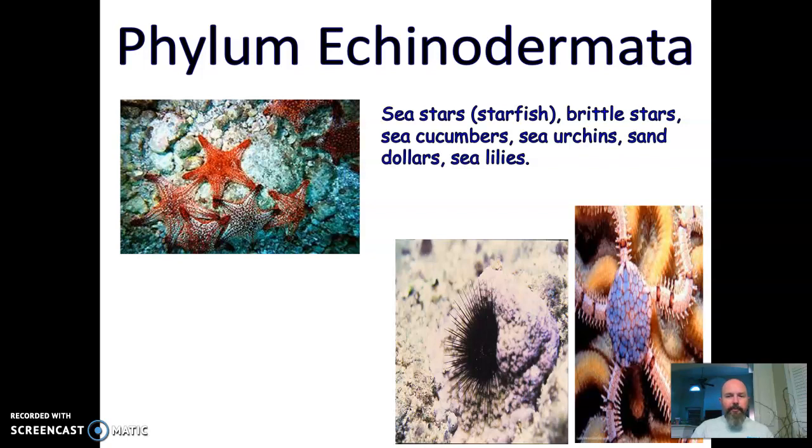The brittle star is on the right bottom corner. Little spindly arms. Kind of weird looking. Looks kind of like a sea star. Sea cucumber, not pictured. Sea urchin in the center of the screen, bottom. That's that spiny little guy crawling on a rock. Sand dollars, you might be familiar with sand dollars if you've ever been to like a beach store.